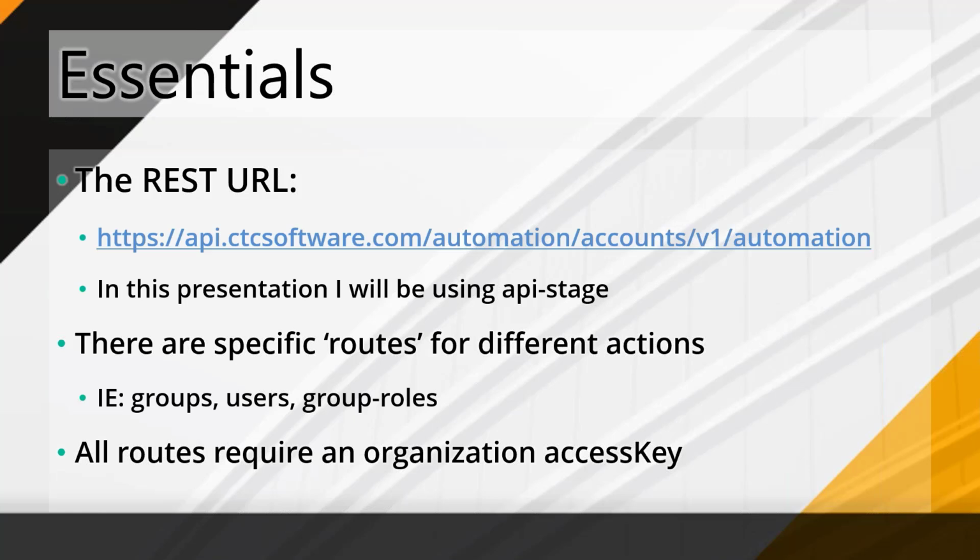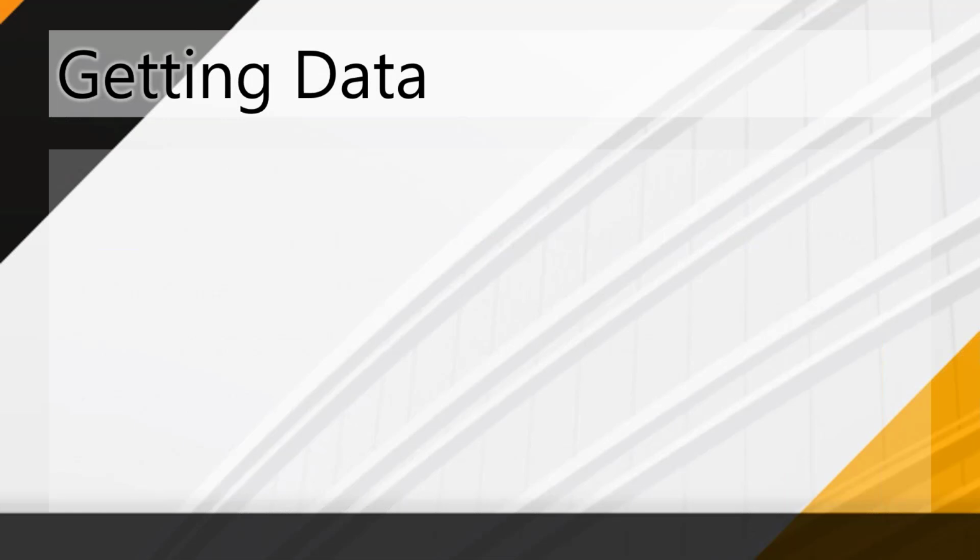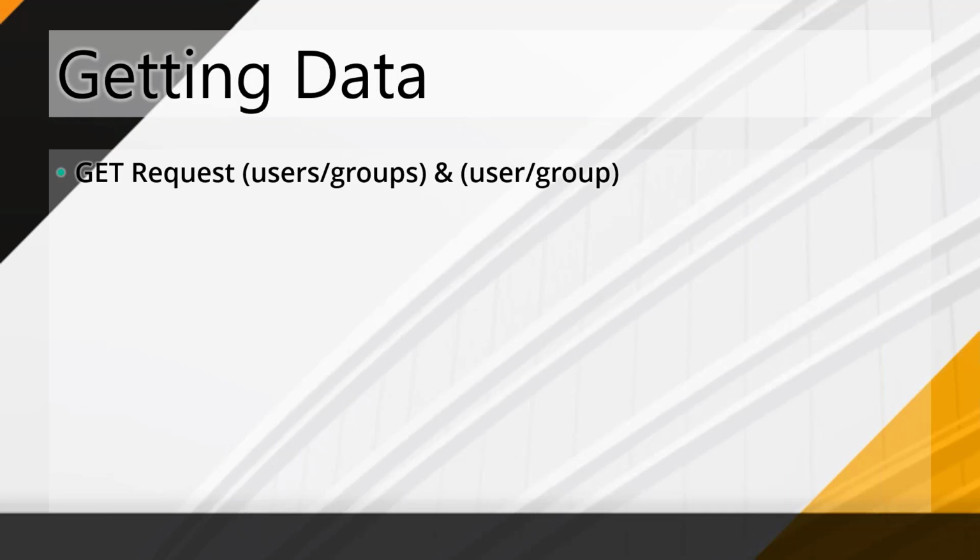So this whole set of information, when you're getting and placing information and deleting stuff, all relates to your organization and uses your access key to route that to the correct spot in the back-end system. Along with getting this data, there are different types of requests. I'm going to start with the basic one first, which is a GET request.